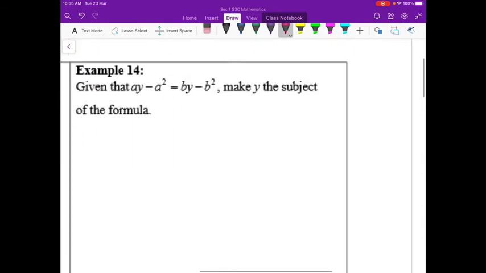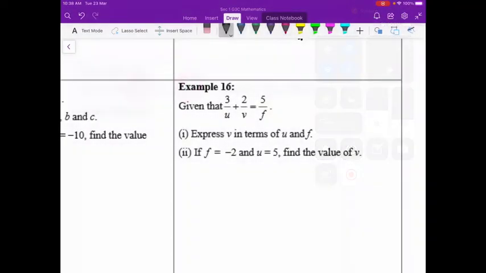Okay, so now let's do example number 14. Make v the subject. Give a clue again. I see v appearing twice. Please try this now. v is found over here. I express it in terms of u and f. So let's get rid of the 3 over u. We do that by subtracting. So we have 2 over v equals to 5 over f minus 3 over u.